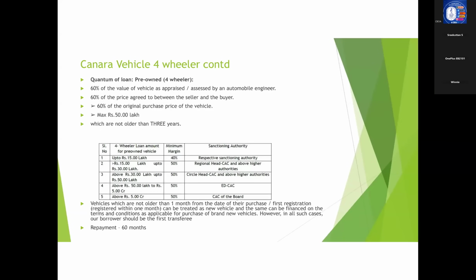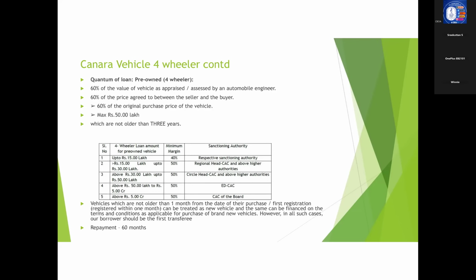Now coming to the remaining guidelines of Canara vehicle four-wheeler, in the case of pre-owned vehicle. Pre-owned vehicle means already used car. Used car you can finance, but there is a catch in that. The guideline says that the loan amount should be maximum 60% of the value of the vehicle appraised by the automobile engineer, or 60% of the price agreed between the buyer and seller, or 60% of the original purchase price of the vehicle, whichever is lesser. So in the case of a pre-owned vehicle, you can finance, but you have to see three categories, three guidelines here.